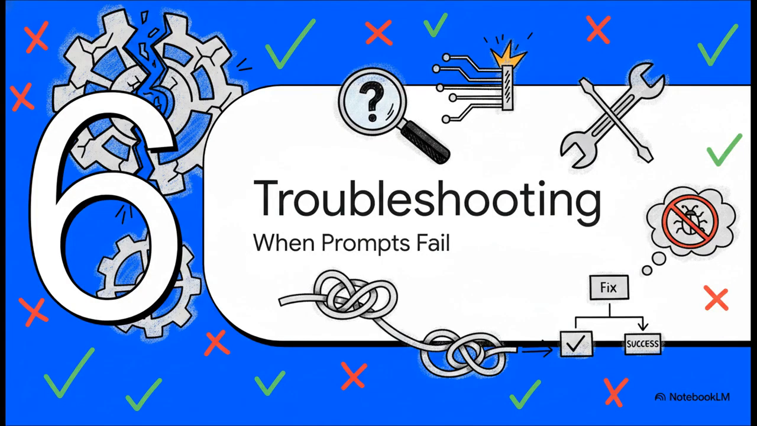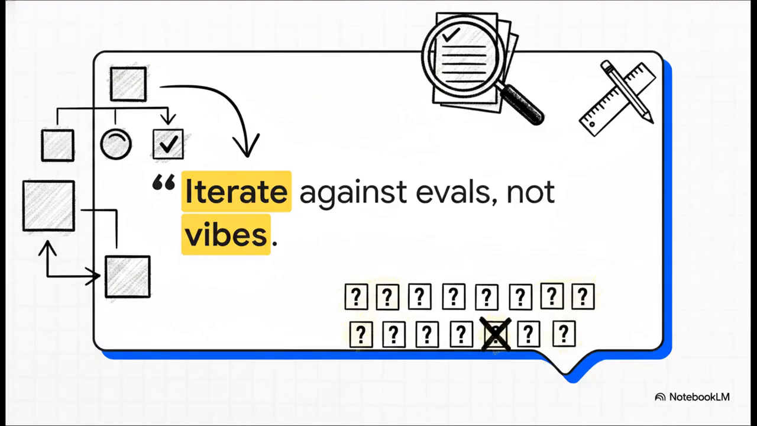And finally, Section 6. Production Troubleshooting Guide. When prompts fail. Let's be real, even the most meticulously crafted, beautiful prompts will eventually break in the real world. When they do, this quote right here is Anthropic's ultimate reality check. Staring at a prompt and guessing why it failed based on vibes? Yeah, that's a massive waste of time.